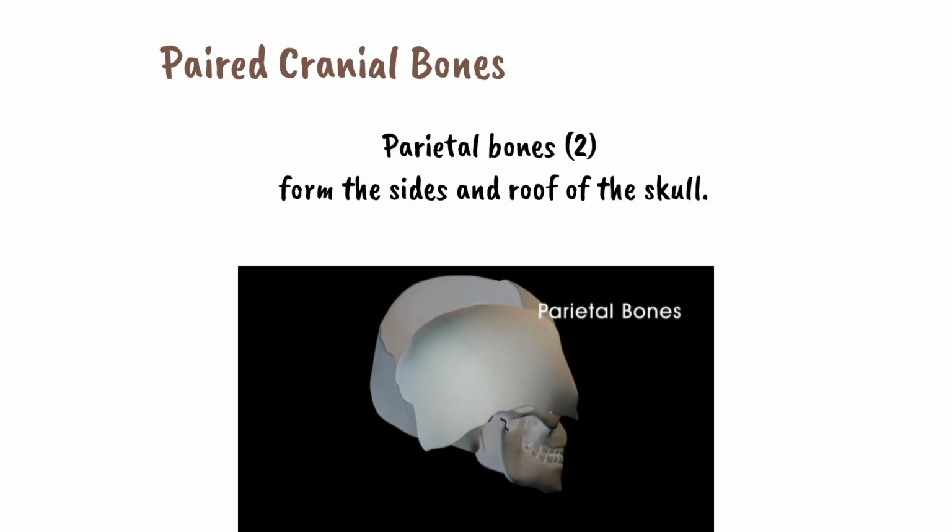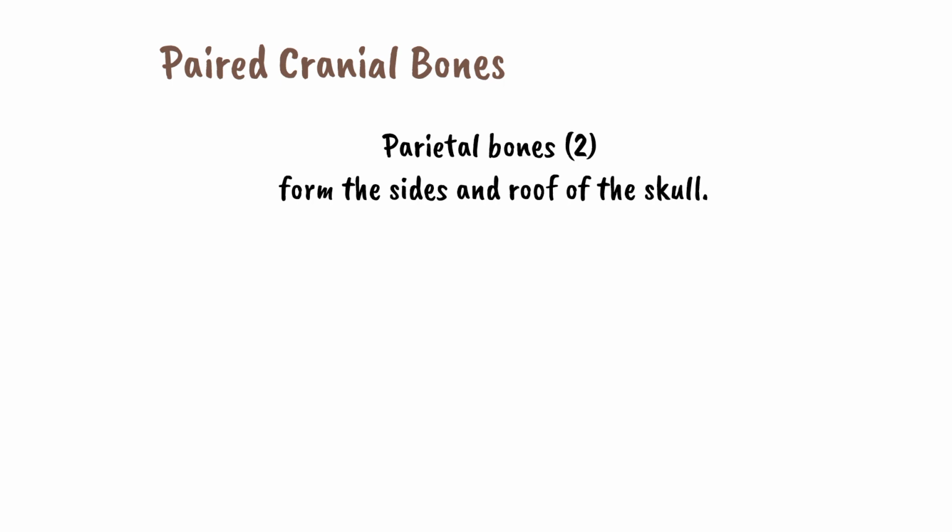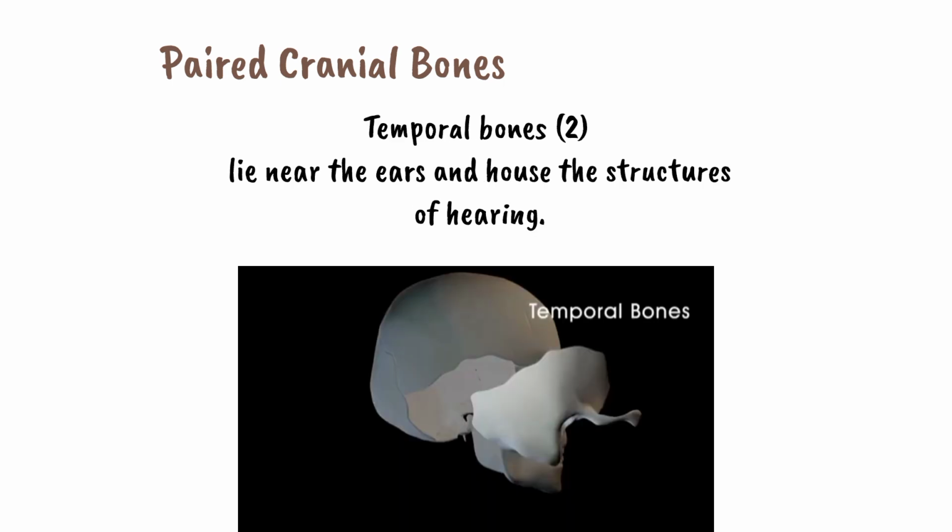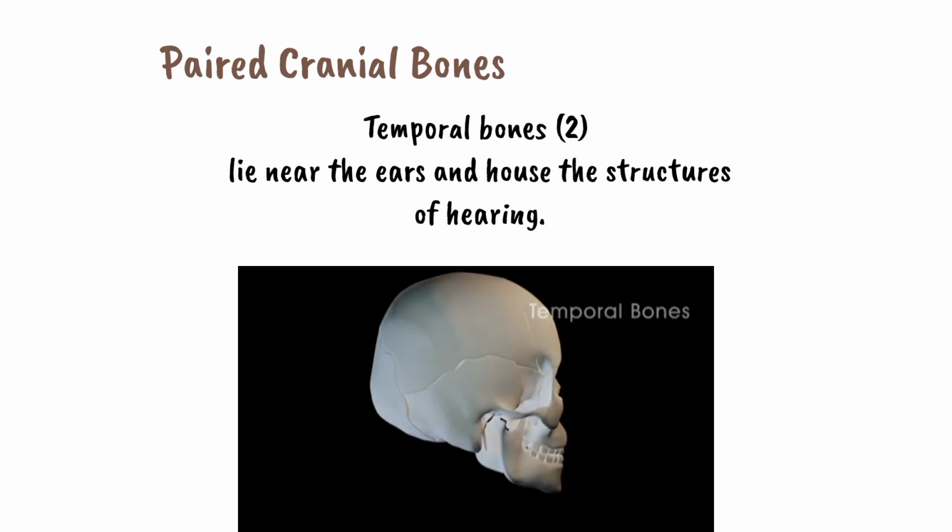orbit. Paired cranial bones. Parietal bones, 2, form the sides and roof of the skull. Temporal bones, 2, lie near the ears and house the structures of hearing.